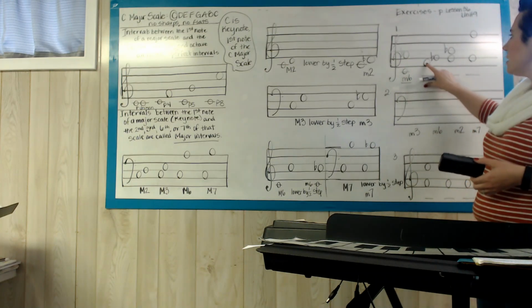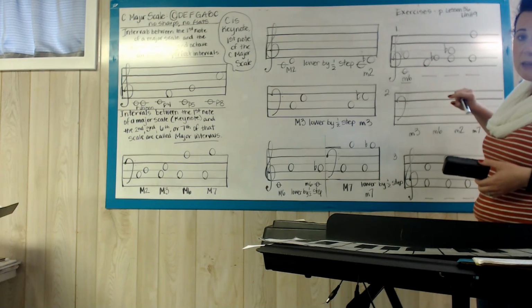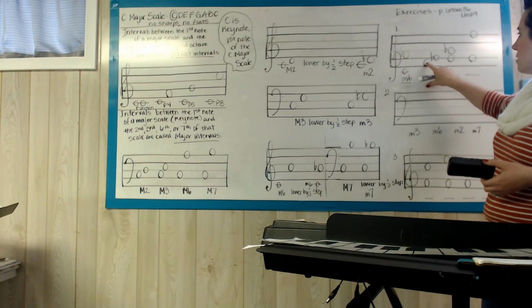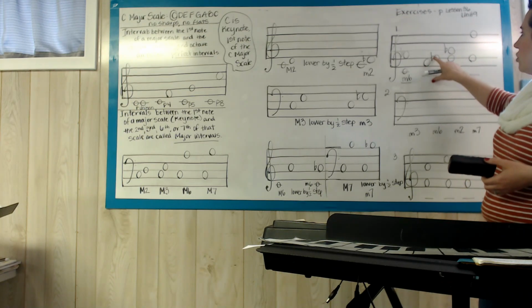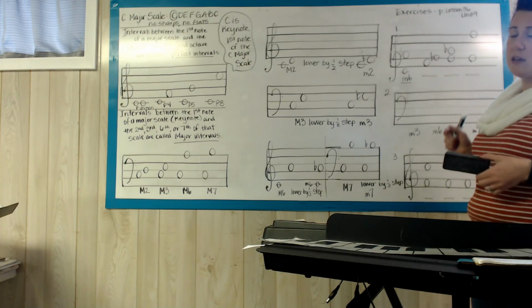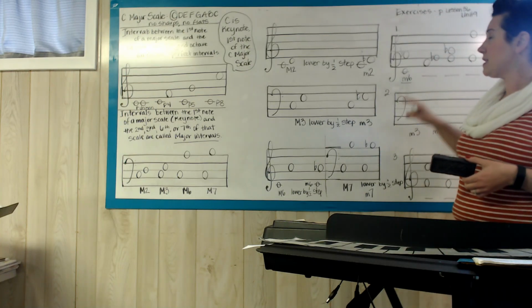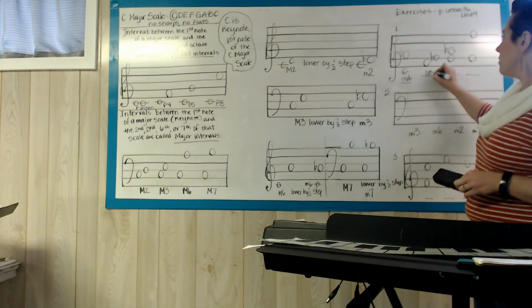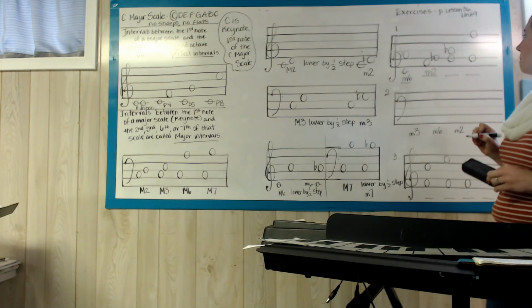Okay, let's go on to the next one. Well, F is the key we're going to be in because that's the first note. It's the key note here. So F to G flat. Well, F to G would be a major 2nd, but since it's flatted, it's a minor 2nd. So that's all you need to do is write minor 2nd.